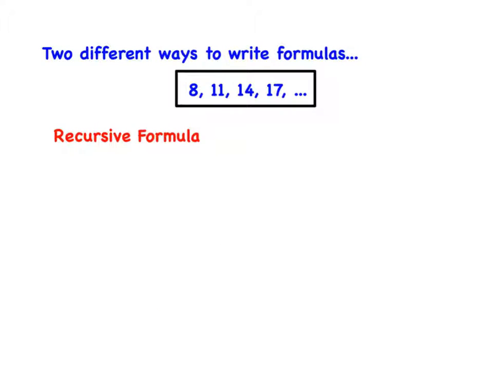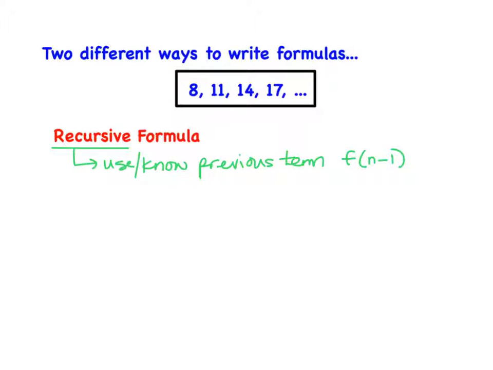The big part of today is where we're going to try to write formulas, and there's actually a third way to write them, but we're not going to worry about that until next chapter. So recursive, let's remind ourselves, recursive is when we have to use or know the previous term. And from yesterday, we learned that the previous term was called f of n minus 1. So there's two parts to a recursive formula.